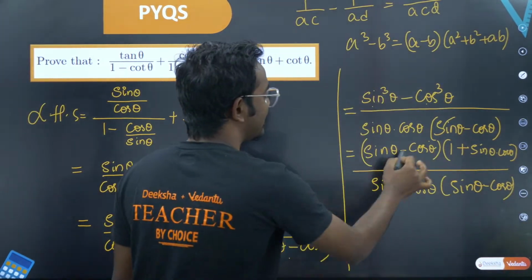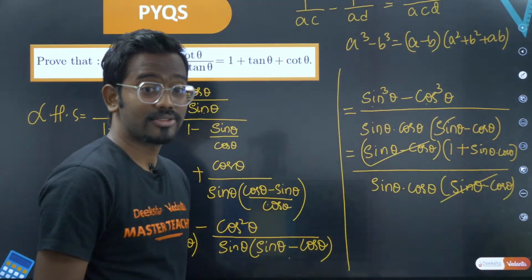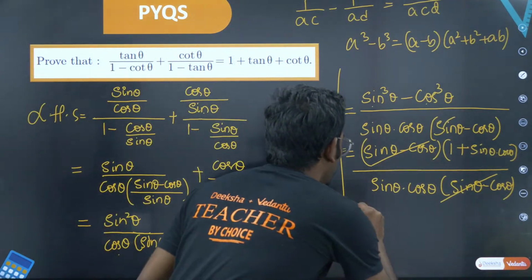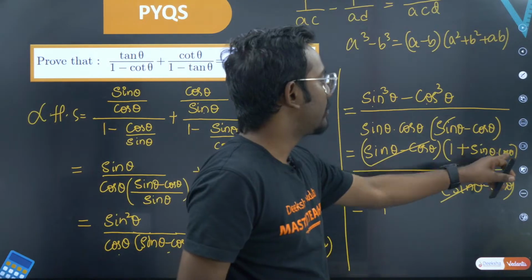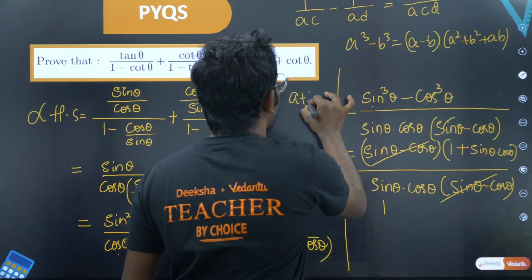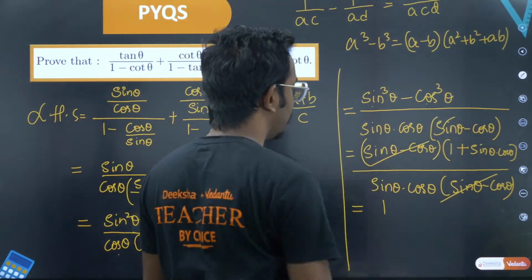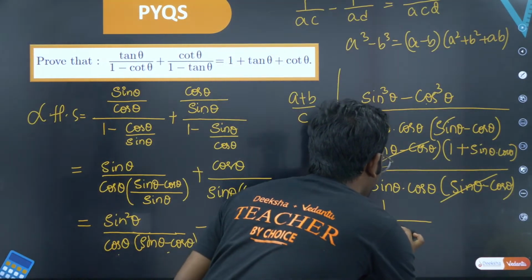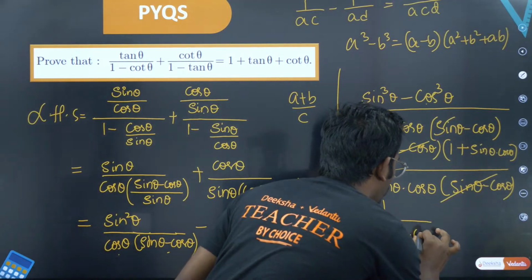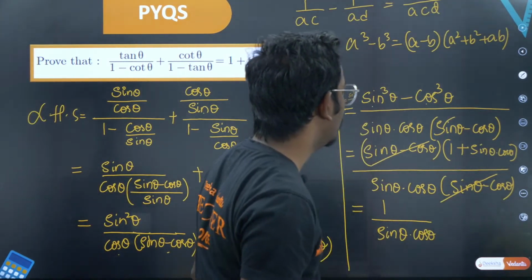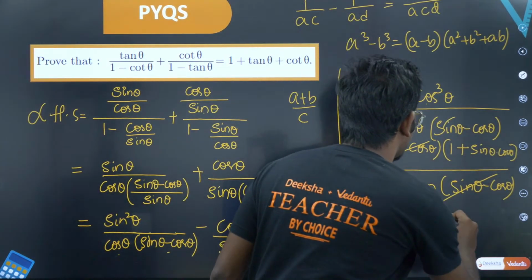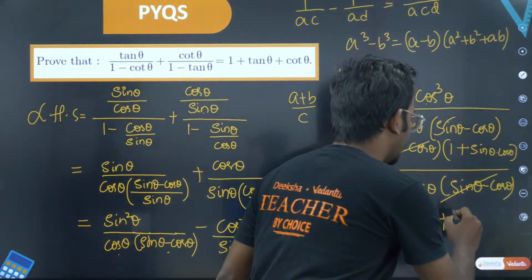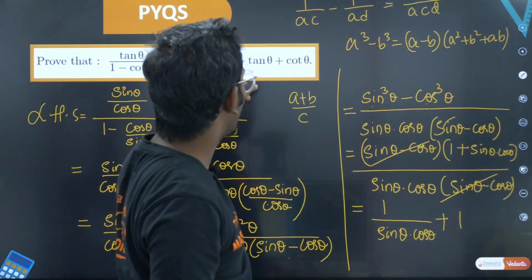So now simple, this thing and this thing get cancelled. That is why I have taken sin theta minus cos theta. Hope this is clear. Now you are left with 1 plus something by something. See, this is something like (a plus b) by c. You can write it as a by c plus b by c. I am writing a by c plus b by c. What happens? 1 by sin theta into cos theta plus sin theta cos theta by sin theta cos theta, which will be 1. So that's it, you've got something like 1 already.